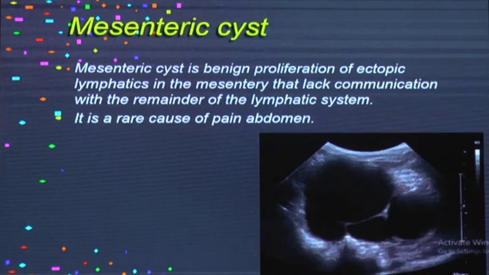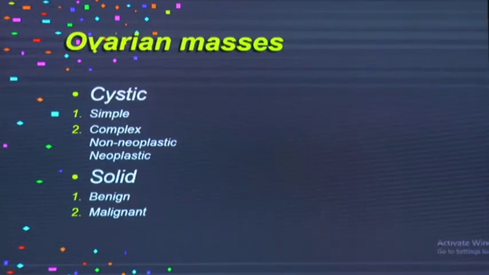Mesenteric cyst is a benign proliferation of ectopically placed lymphatics in the mesentery that lack communication with the remainder of the lymphatic system, so they get dilated, and that produces pain in the lower abdomen and may look like an adnexal cystic mass. So these extra-gynecological causes should also be kept in mind while dealing with the cystic area of the adnexal regions. The commonest are the ovarian masses, which may either be cystic or solid.